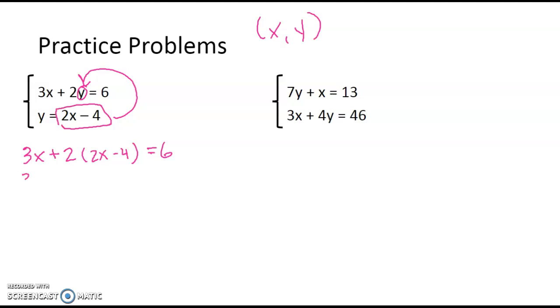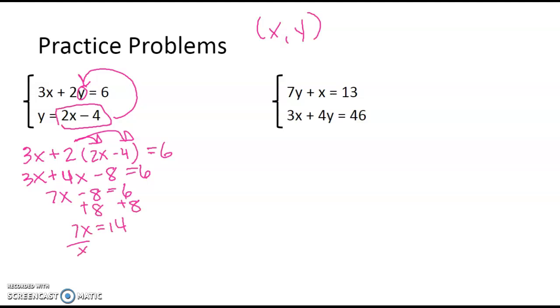So now 3x plus, let's distribute our 2, 4x minus 8 equals 6. 3x plus 4x is 7x minus 8 equals 6. We can add 8 to both sides. 7x equals 14. Oops, divide by 7, and we get that x equals 2. But remember, our final answer has to be an ordered pair. It's not just one x value.